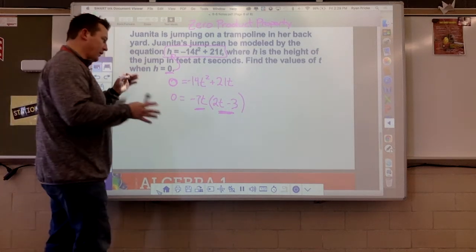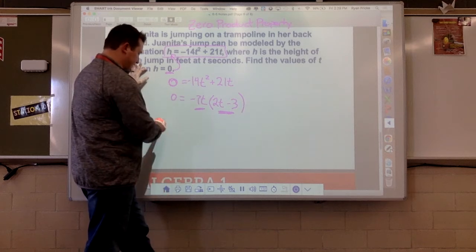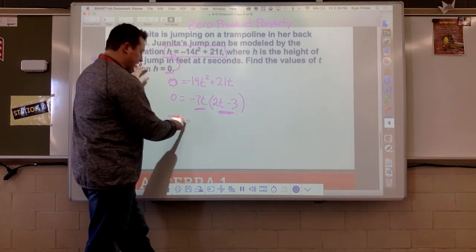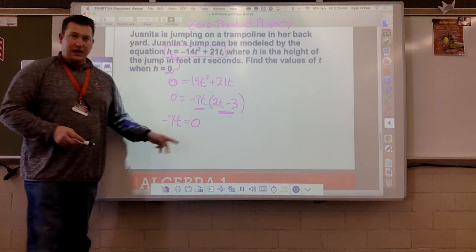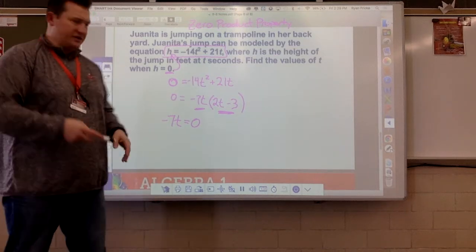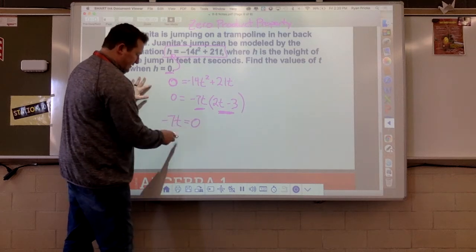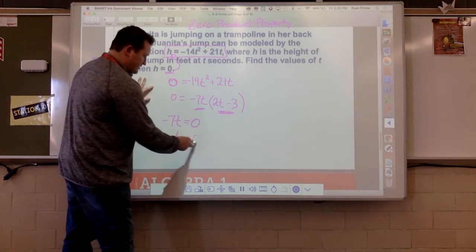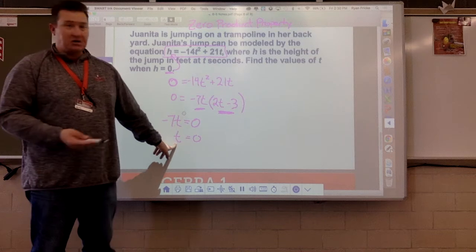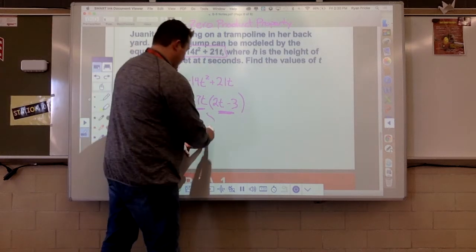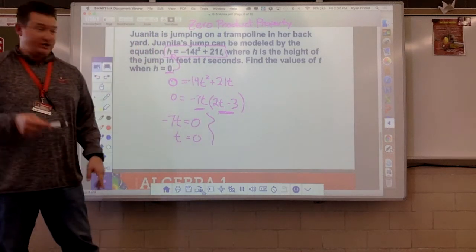Okay, wait, so if I understand you right, you want me to take this, negative 7t, and you want me to set it equal to 0, and then you want me to solve it for t? Well, I can do that. Divide by negative 7, t equals 0. Okay. Kind of like case 1, case 2.